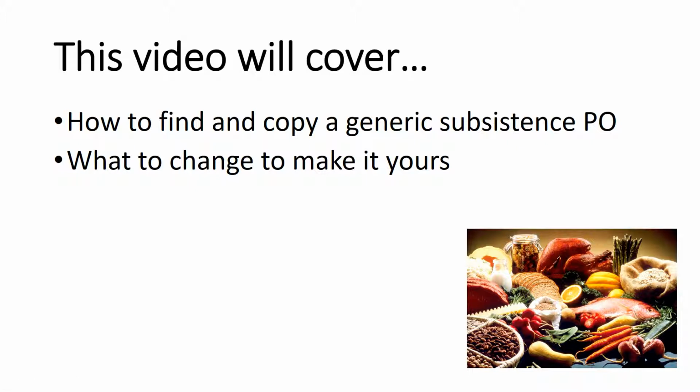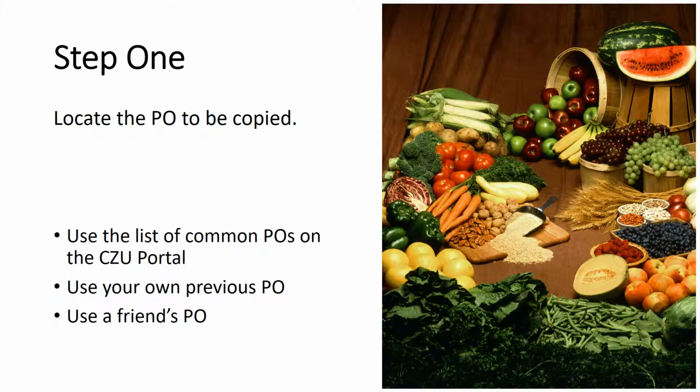This video will show you step by step how to locate a generic subsistence purchase order made by Unit Finance, how to copy it for your own use, and what you need to change in it to make it yours. You can also apply this process to copying previous purchase orders you yourself or someone else has made. Step 1. To copy a purchase order for your own use, all you need is the purchase order ID. You can also search by buyer or vendor. But in this example, I will be showing you how to pull up a purchase order Unit Finance has created especially for you to copy.